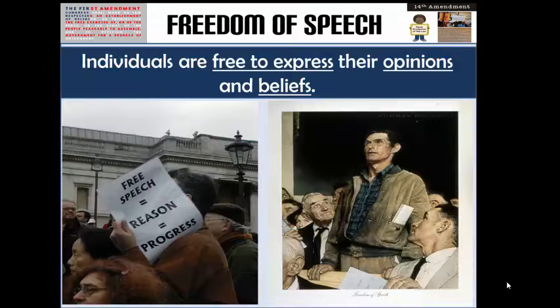Next up is freedom of speech, probably the most discussed constitutional right. Freedom of speech means that individuals are free to express their opinions and beliefs, whether those opinions are popular or not. This allows Americans to speak out when they think they're being treated unfairly by the government or society.